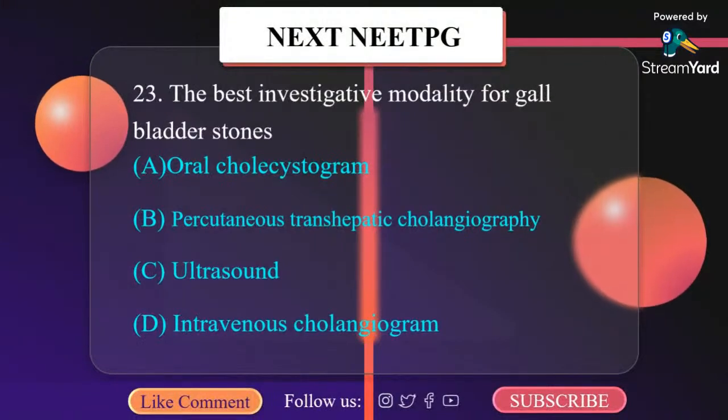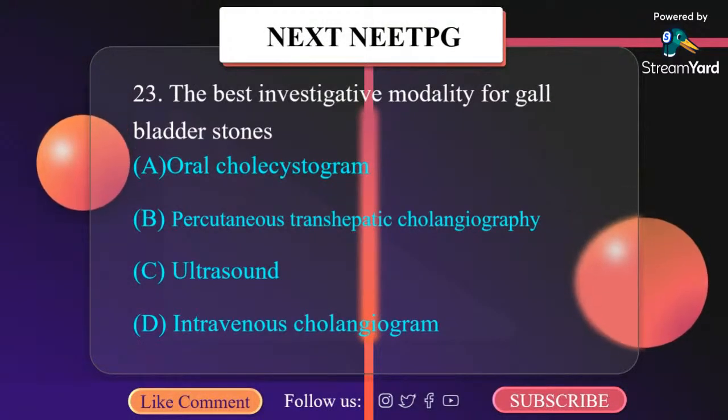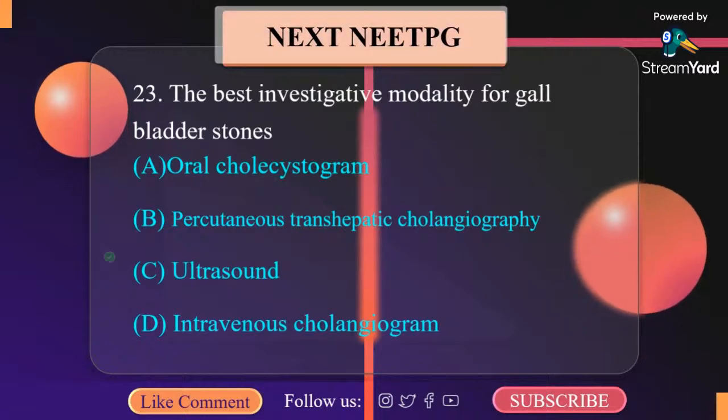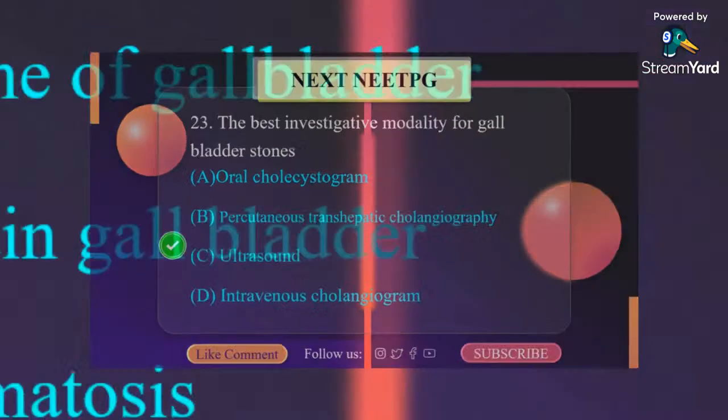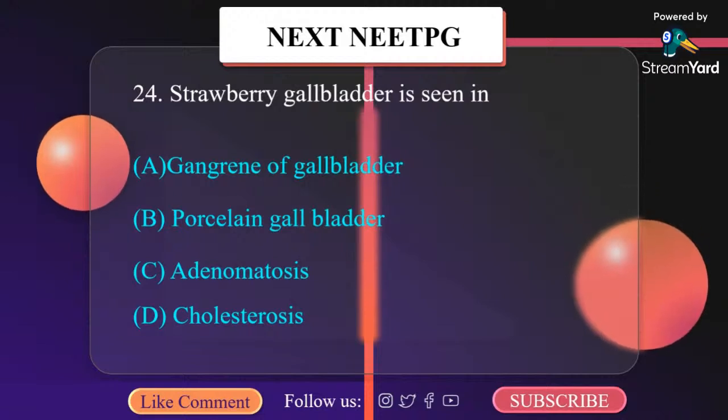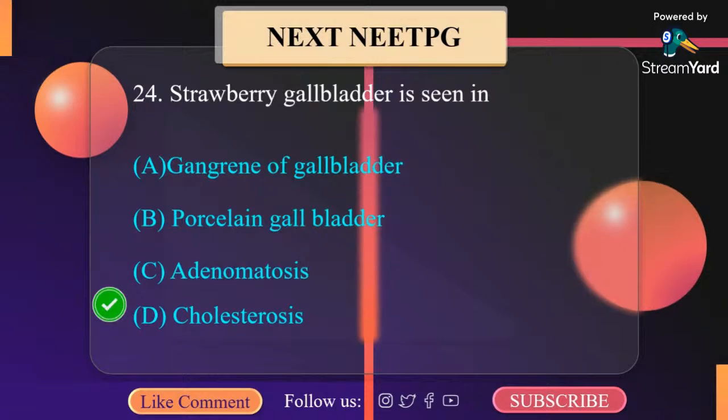The best investigative modality for gallbladder stone is: A. Oral cholecystogram, B. Percutaneous transhepatic cholangiography, C. Ultrasound, D. Intravenous cholangiography. It is ultrasound. Strawberry gallbladder is seen in: A. Gangrene of gallbladder, B. Porcelain gallbladder, C. Adenomatosis, D. Cholesterolosis. It is cholesterolosis.